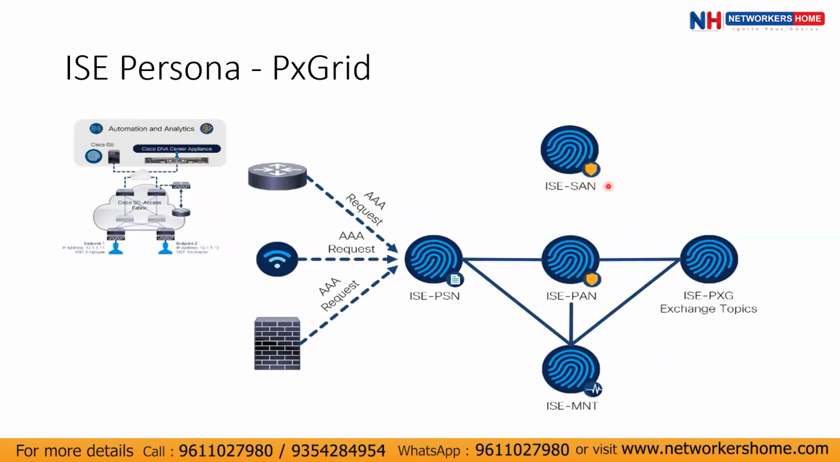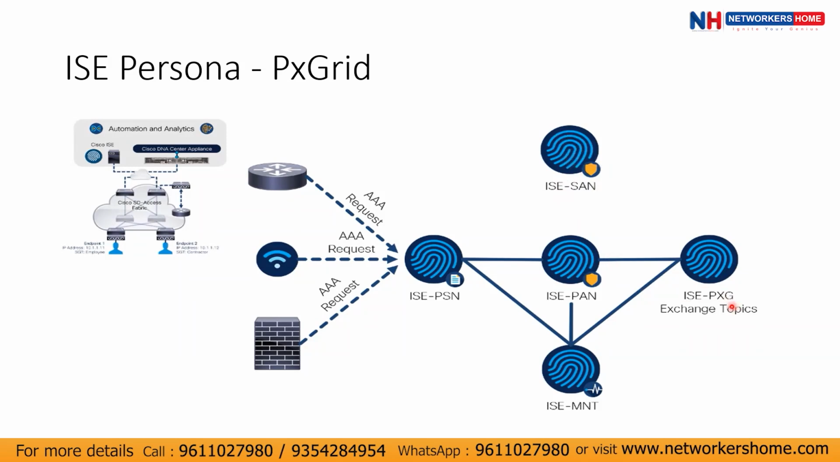And for the administration node, the first one is the primary administration node. The second one is a secondary administration node. So in a distributed deployment, you are going with that type of scenario. In case the PAN goes down, your secondary administration node will take over and act as the PAN.